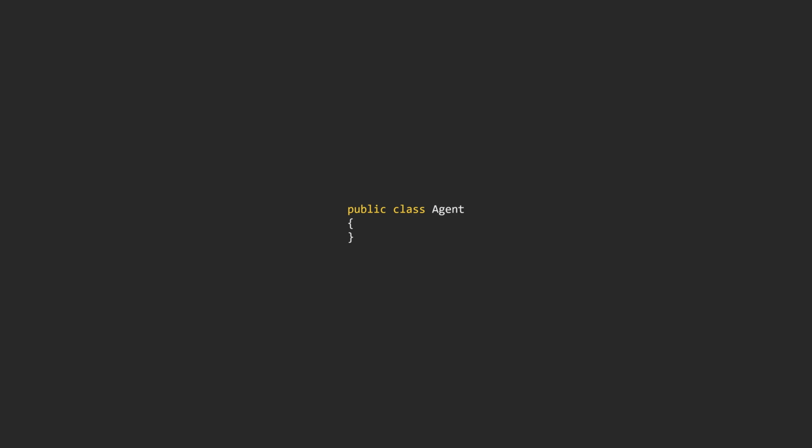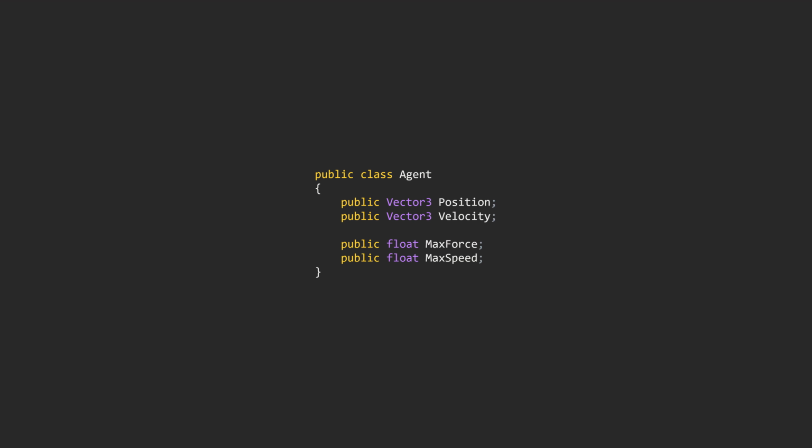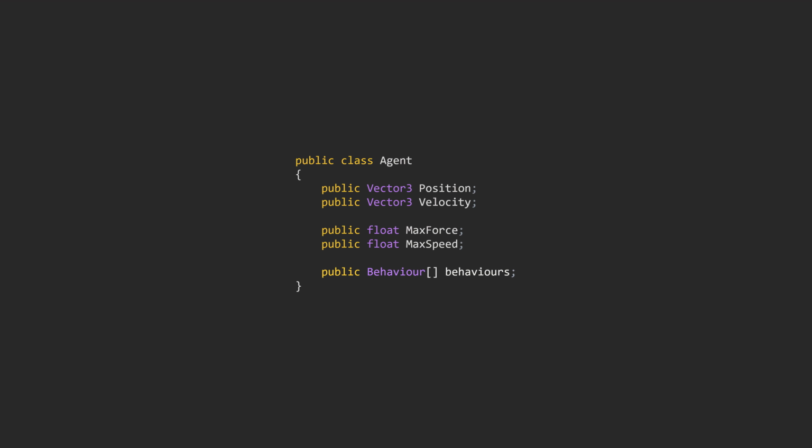Like you probably already guessed, we have an agent. This agent contains a few core properties. A position, a velocity, plus 2 limits. The maximum force and the maximum speed. Every agent also contains a list of behaviors.